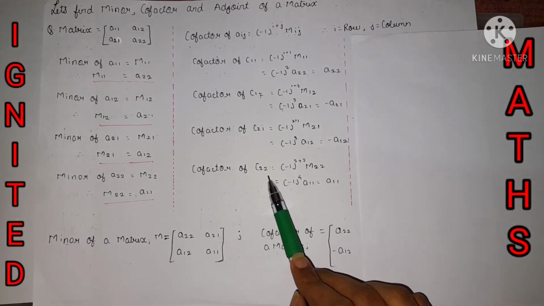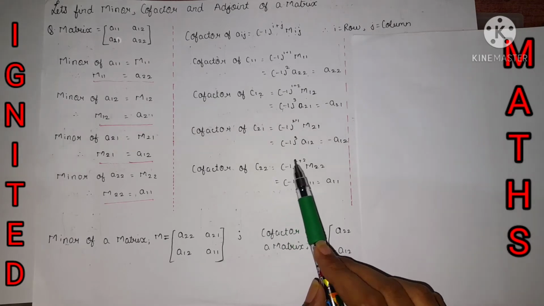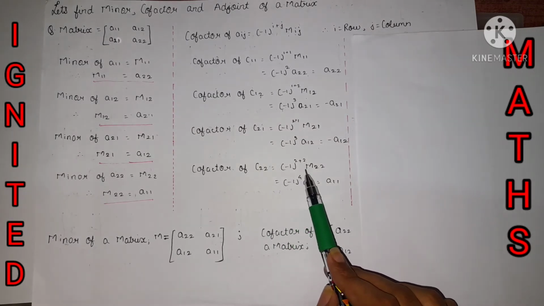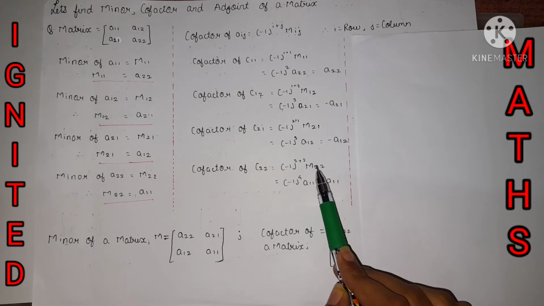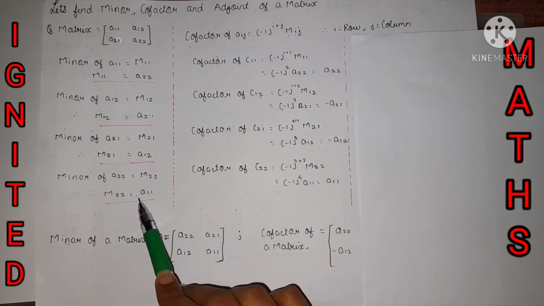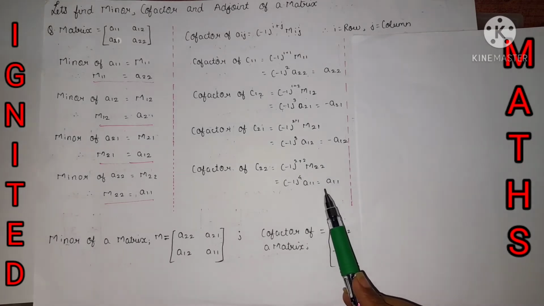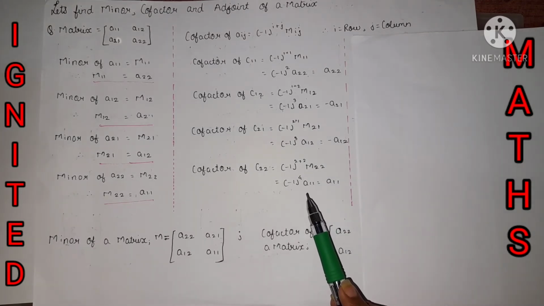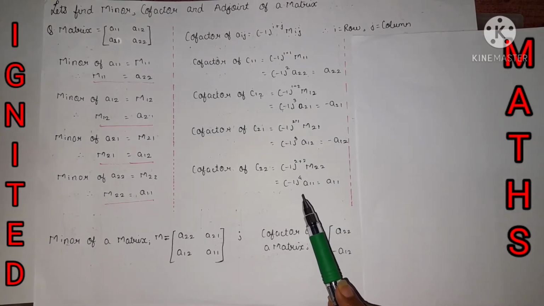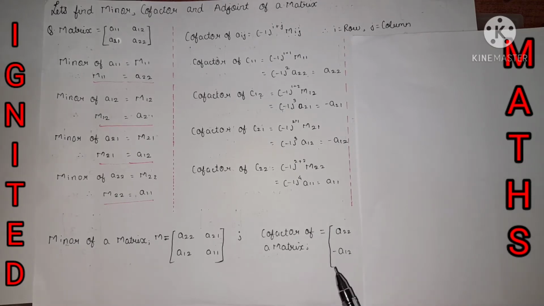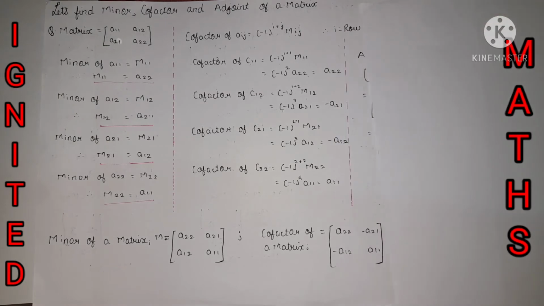Now the cofactor of the C22 element is minus 1 raised to 2 plus 2 times the minor of 2 2, and the value of the minor of 2 2 is A11, so we got the answer as A11. So at last we found the value of the cofactor of each and every element. Now we need to represent it in matrix form.